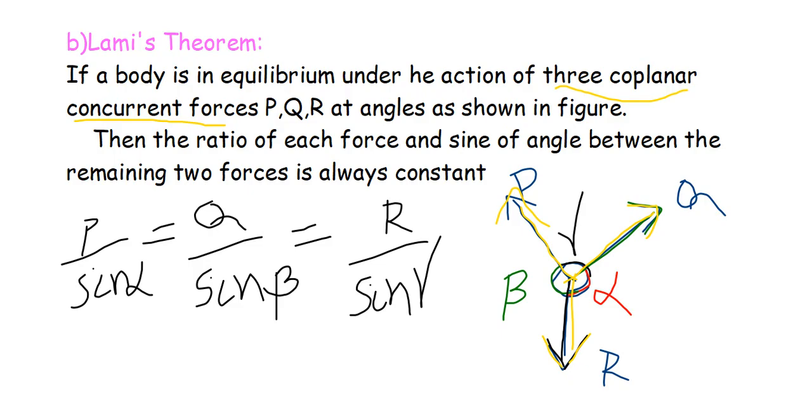So if an object is in equilibrium, these coplanar concurrent forces have a ratio for each force. Suppose P is a force here, Q is a force here, R is a force here. The ratio of force and sine of angle between the remaining two forces: if P is the force, the remaining two forces are Q and R, and the angle between the two forces.